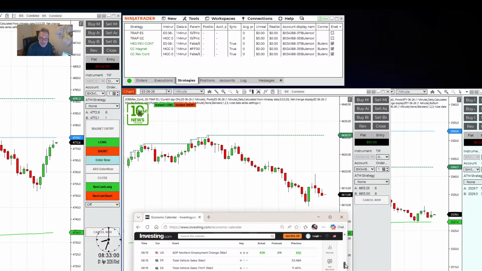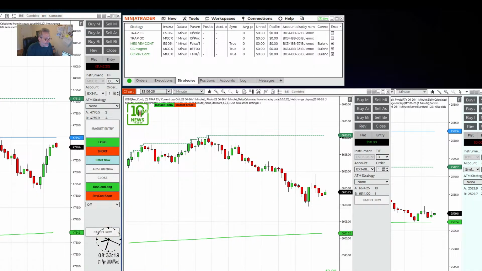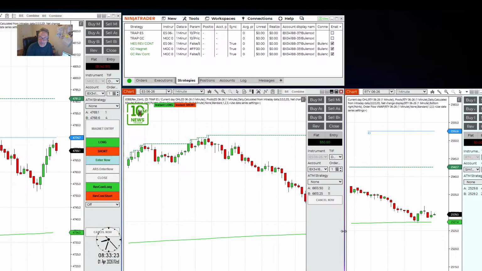Now, the next event is a small report at 9:45 that we don't trade. And then ISM manufacturing is at 10. All right, now we can shrink this chart back to normal.